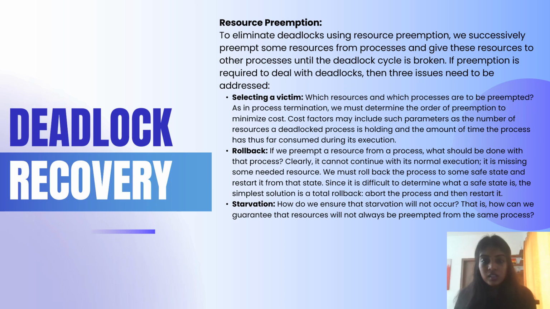The next one is rollback. If we preempt a resource from a process, what should be done with that process? Clearly, it cannot continue with its normal execution as it is missing some of the needed resources. We must roll back the process to some safe state and restart it from that state. The last one is starvation. It is how to guarantee the resources will not always be preempted from the same process.